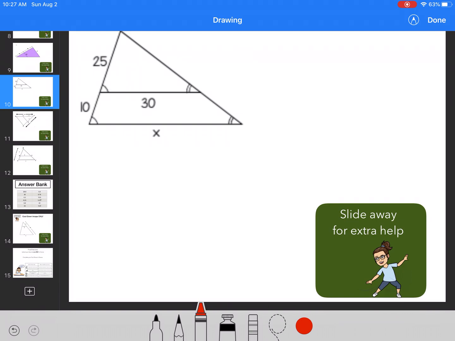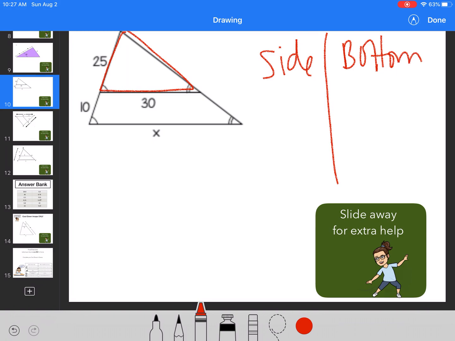So now I'm doing the same thing again. I'm going to look at my triangle. So I'm going to do side and then bottom. Notice that I keep labeling it. I label it so that I can keep myself organized. So my side, so this is another tricky one because they don't give us the full side length. So 25 plus 10 is going to be 35 and x. So that's kind of important to think about.